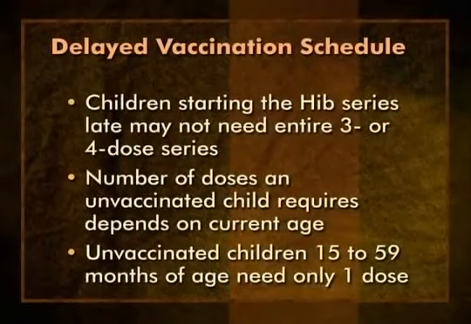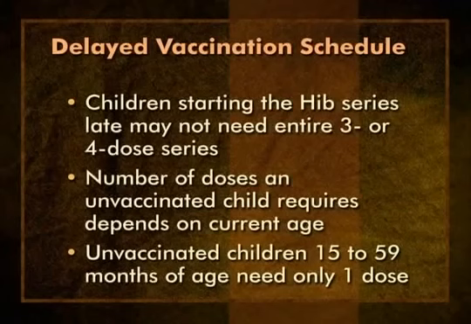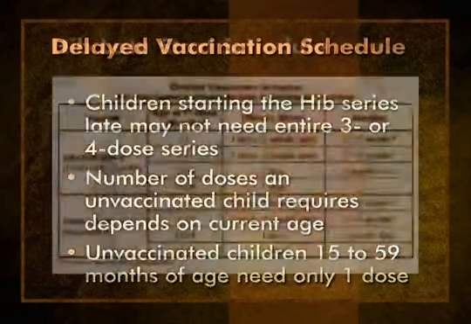Now, it shouldn't happen, but sometimes children are late getting started with the vaccination schedule, including Hib. If the child gets started before 7 months of age, they should receive the full series of doses. But unvaccinated children 7 months of age and older, starting the series late, may not need the entire 3 or 4 dose series. The number of doses a previously unvaccinated child requires depends on their current age, that is, the age at which the series is being started. Unvaccinated children 15 to 59 months of age need only 1 dose of any licensed conjugate vaccine.